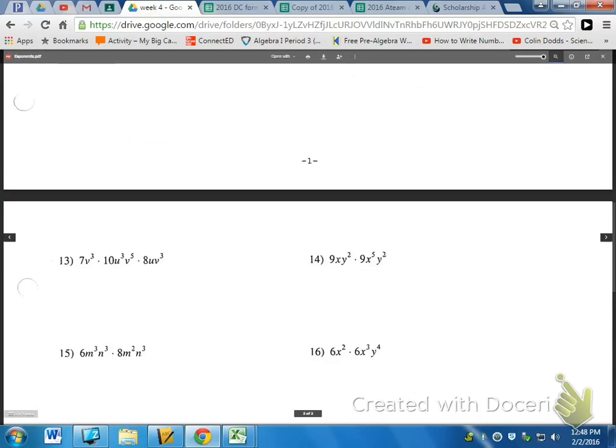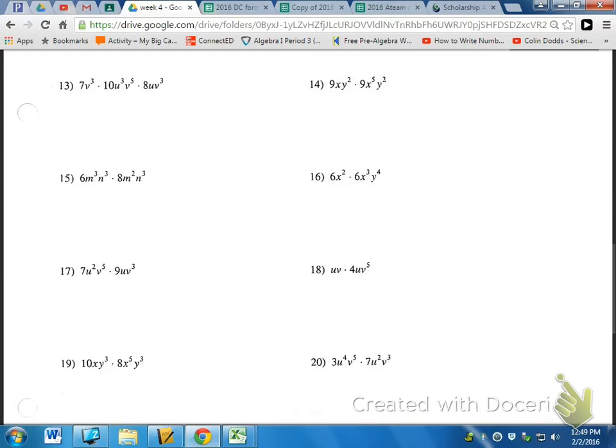If you have multiple variables, so let's look at number 13. Again, it's a big product, so 7 and 10 and 8, those are all different, but you have to multiply them together. So 7 times 10 is 70, times 8 would be 560. And then you just look at the variables. Well, they've got u's. I'm going to go in alphabetical order. U. There's no u in that first part, but there's 3 here and there's 1 here. So I would put u to the 4th.